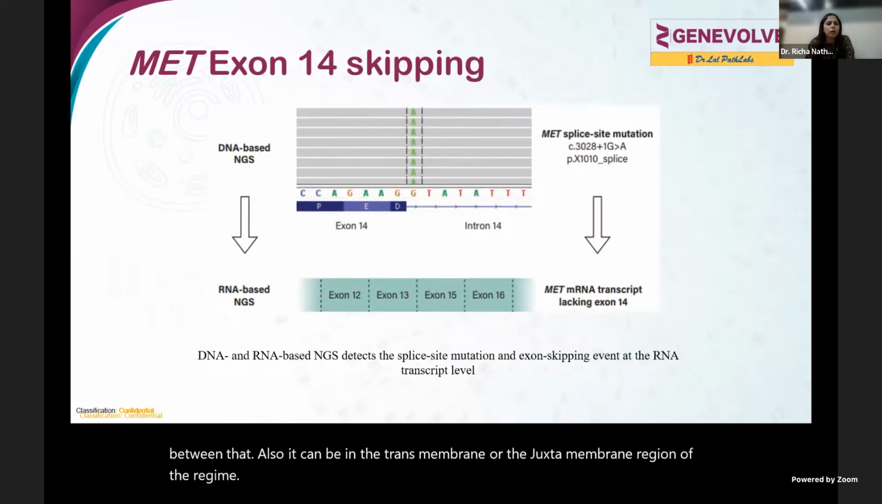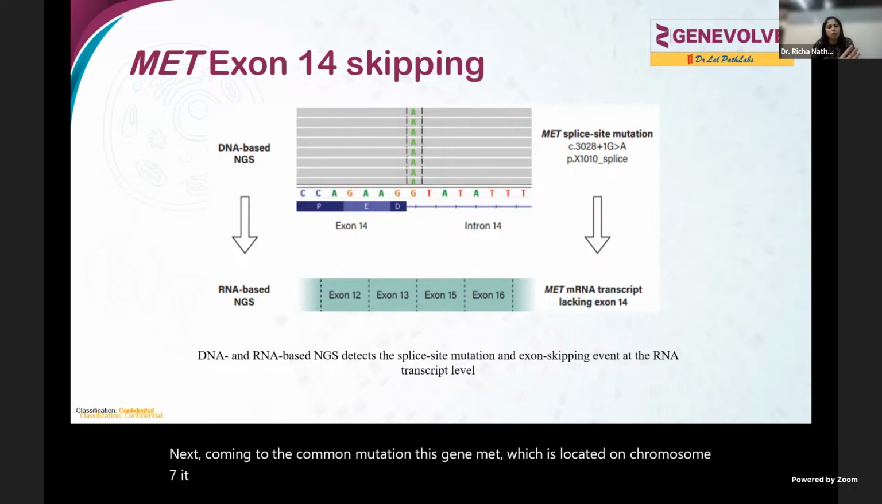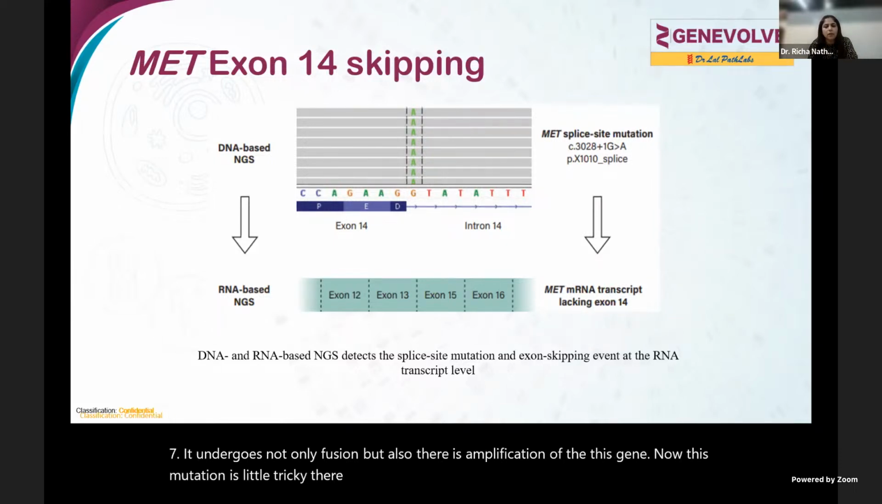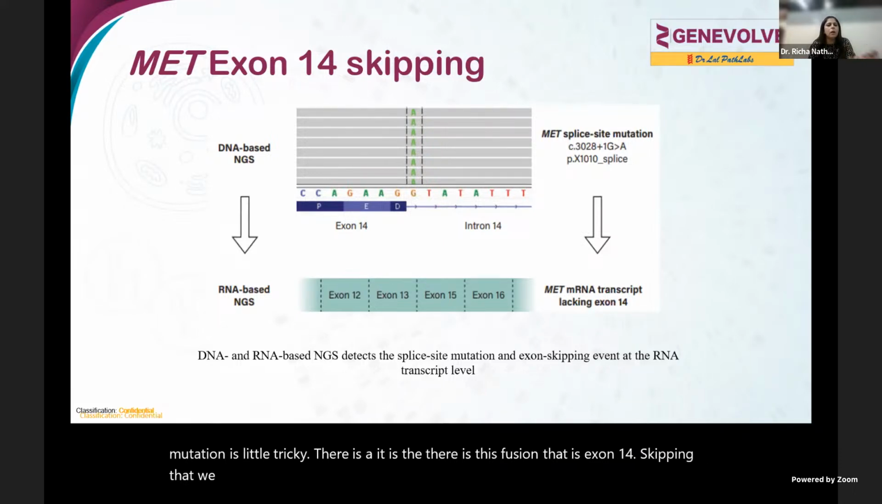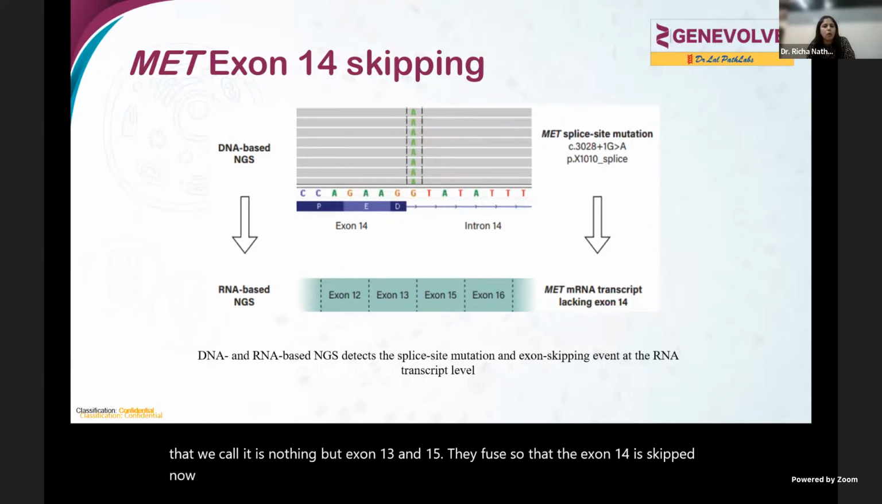Next, coming to the common mutation, this gene MET, which is located on chromosome 7, undergoes not only fusion, but also amplification of this gene. Now, this mutation is tricky. There is this fusion that we call exon 14 skipping. It's nothing but exon 13 and 15 fusing, so that exon 14 is skipped. Now, this is the result of a mutation at the splice site.